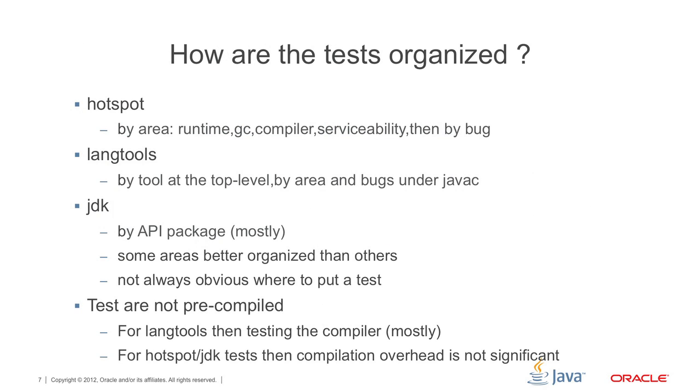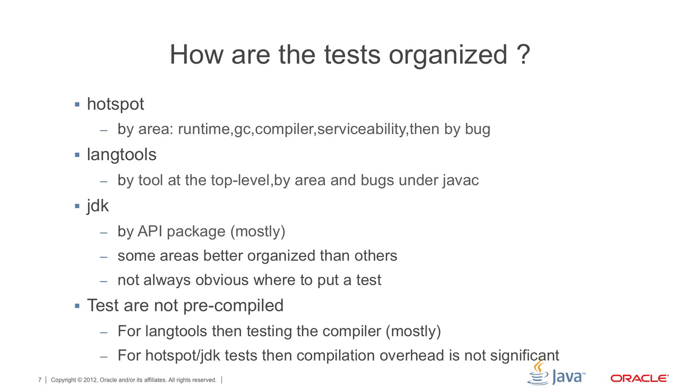So how are the tests organized? The organization depends on the repository. For the hotspot repository, at the high level, tests are organized by area. When you look in the test tree, you'll see tests for the runtime area, for the garbage collector, for the compiler, for serviceability, and so on. Within that, they tend to get organized by bug. The LangTools repositories at a high level are also organized by area. And then under the javac tree in particular, which is where the majority of the tests are, they tend to be organized by bugs as well.